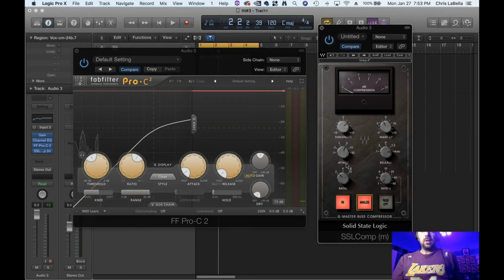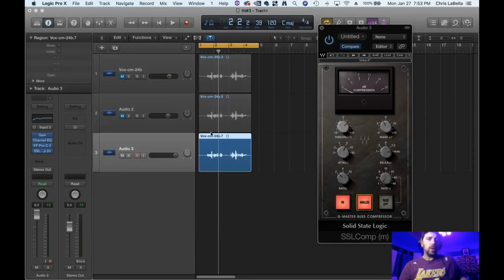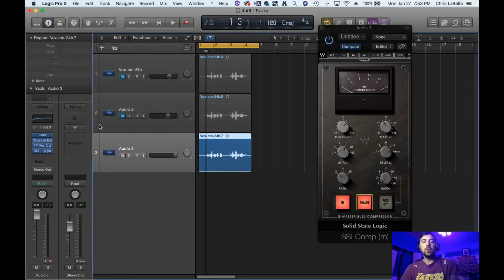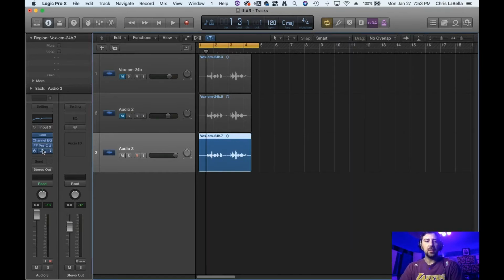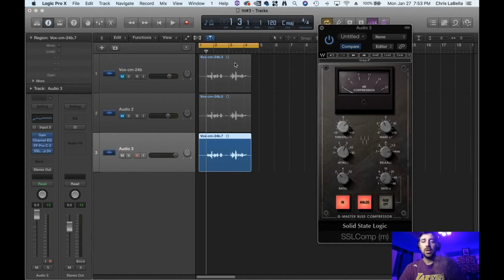So, I mean, this could be adjusted by adjusting the threshold, but what I'm trying to demonstrate here is that even though the plugins have the exact same settings on all three channels, what they're actually doing to the sound is completely different because of the level of the sound that's coming in.